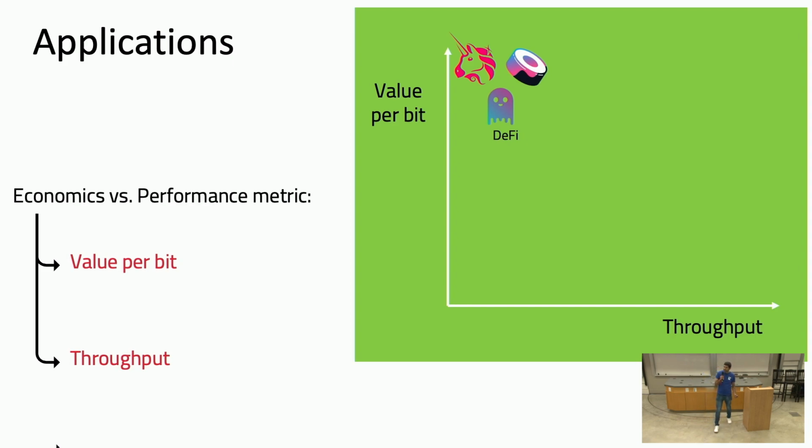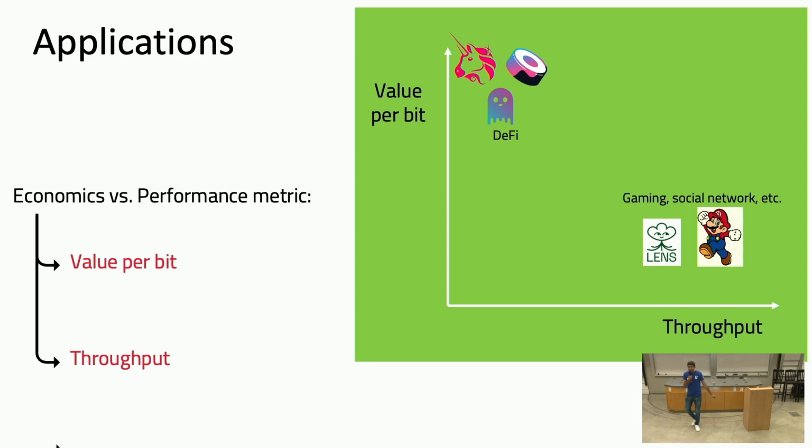But if you look at the fundamental value proposition of the blockchain, it's actually the product of these 2 numbers. Value per bit times bits per second is equal to value per second. That's one of the most important metrics. How much value is the blockchain helping to transact? The product of these 2 numbers is a performance metric of goodness, of utility of the system.